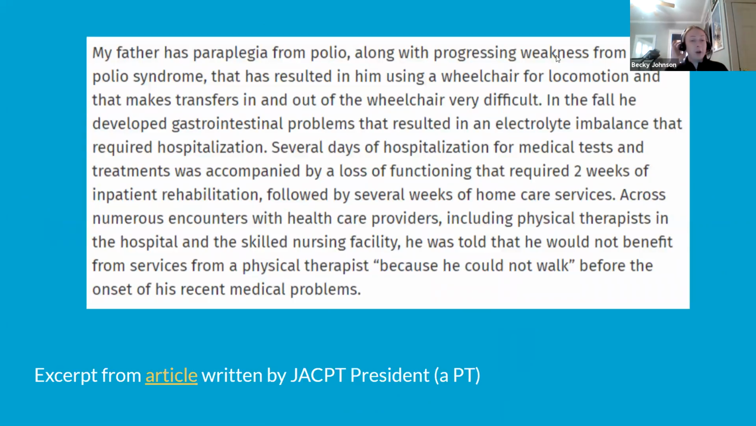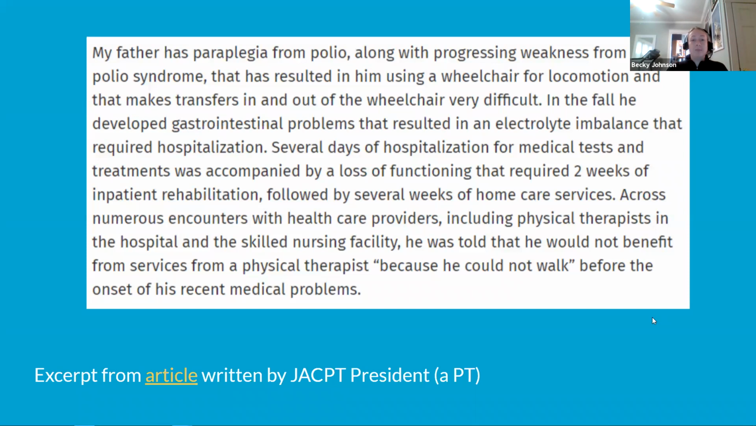This is from an article that was written by the president of the Journal of Acute Care PT. So he's also a PT. So I'll give you a minute to read this. So pause it if you need more time, but basically he is saying that his father has paraplegia. He had polio, he had post-polio, and so at baseline, he's kind of wheelchair bound and does transfers. And then he had to be in the hospital for something completely unrelated. And because of that and his already low level of function, he ended up having to go to inpatient rehab, and then he had to have home care after that.